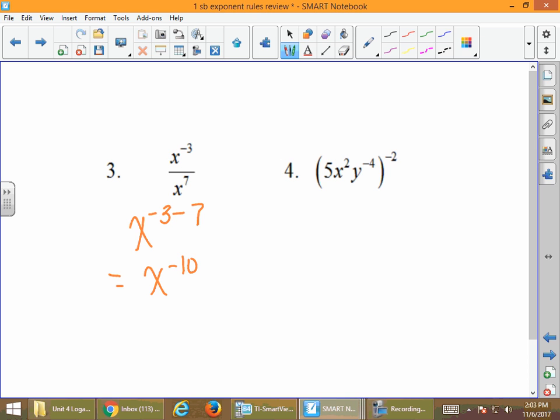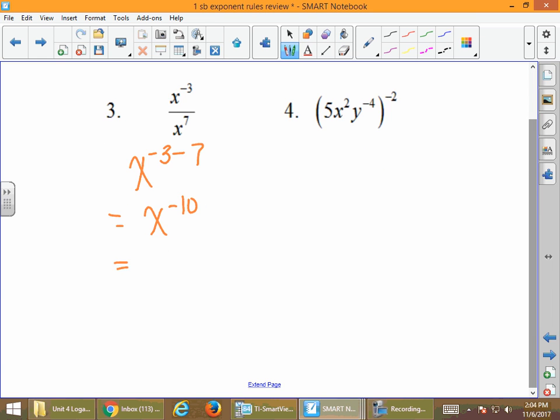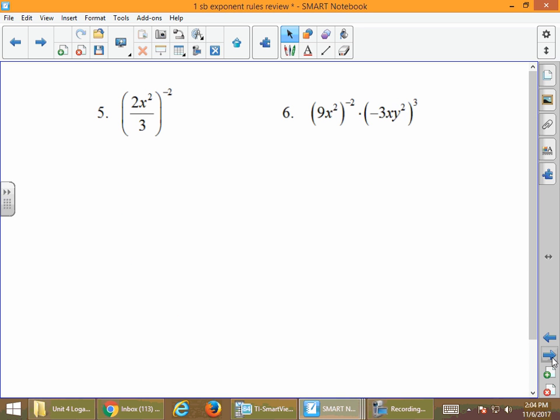But we want to write our final answer with positive exponents. We have a negative exponent. All that we need to do to finish is we need to flip and change the sign on the exponent. So it becomes 1 over x to the 10th. Not the only way to do that problem. I hope it's an easy way to do the problem, but it's not the only way. I'm going to do problem number 5 and come back to problem number 4.